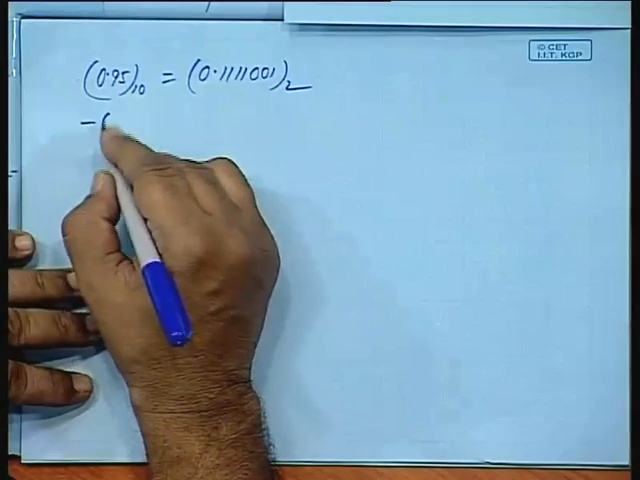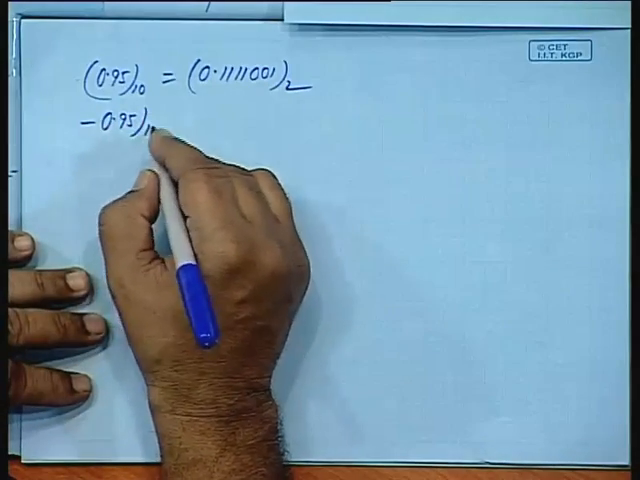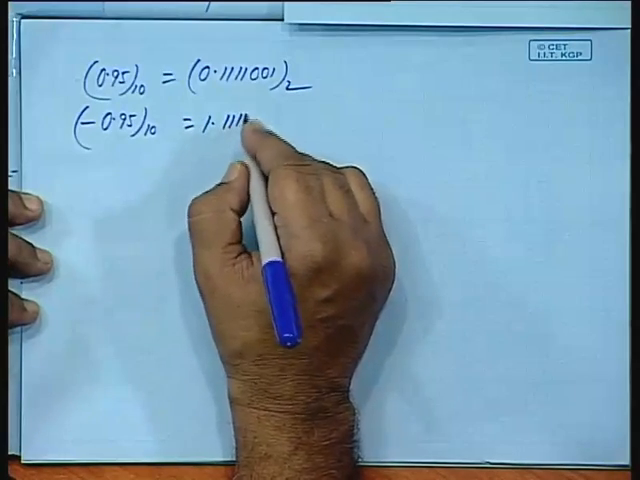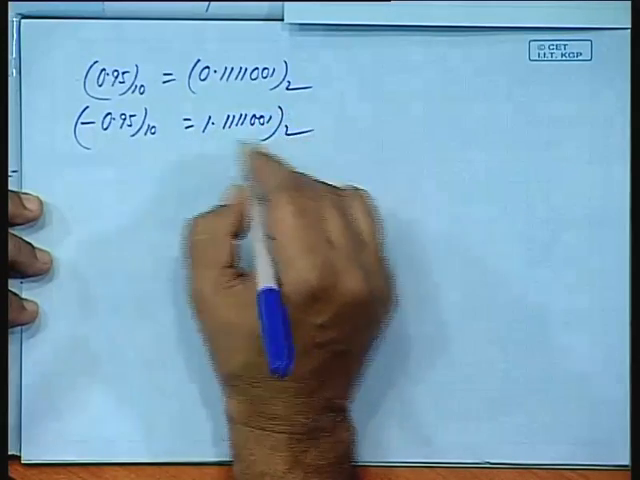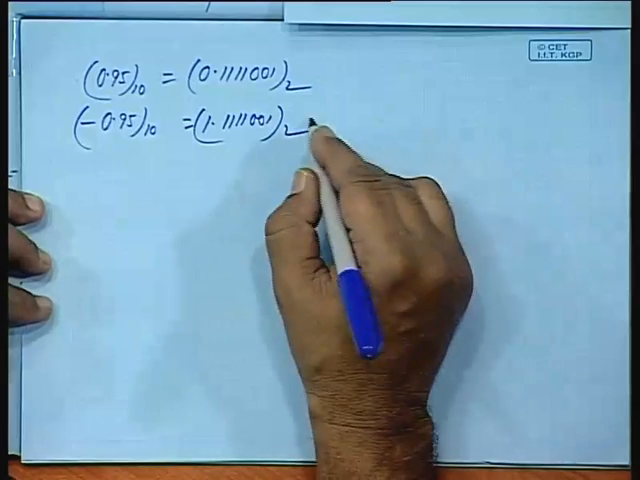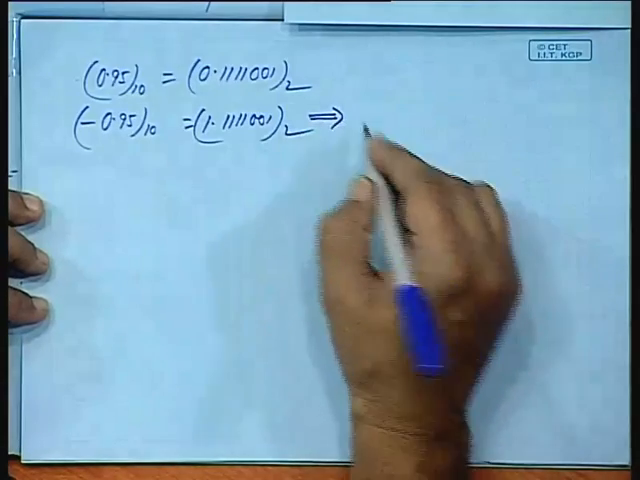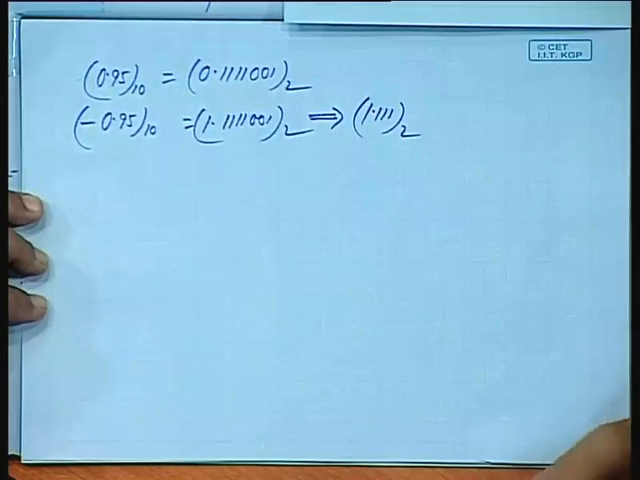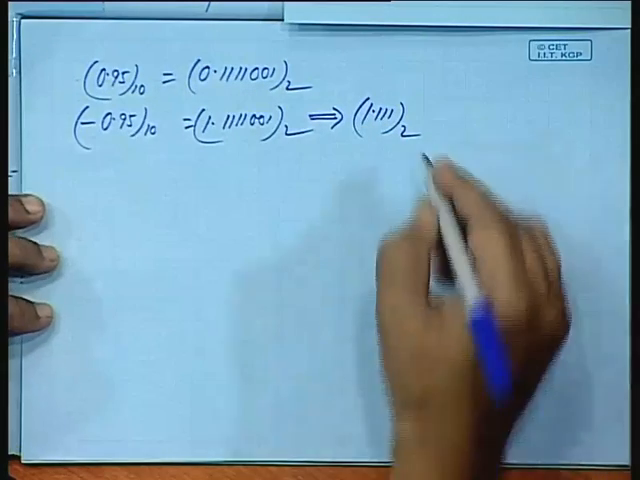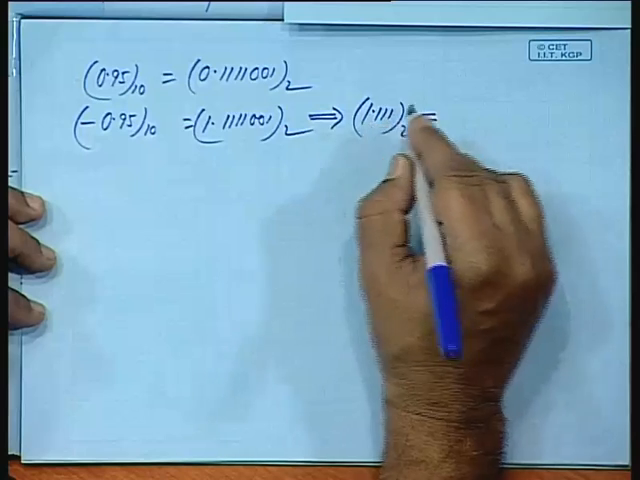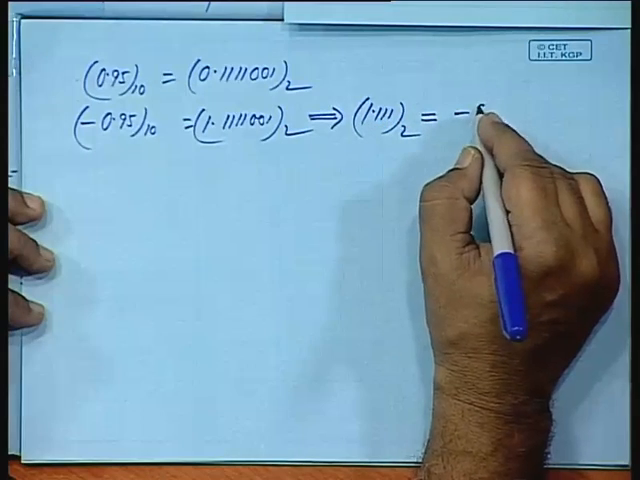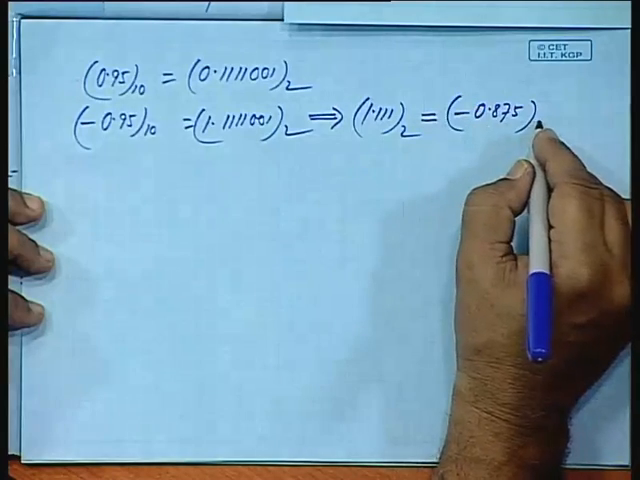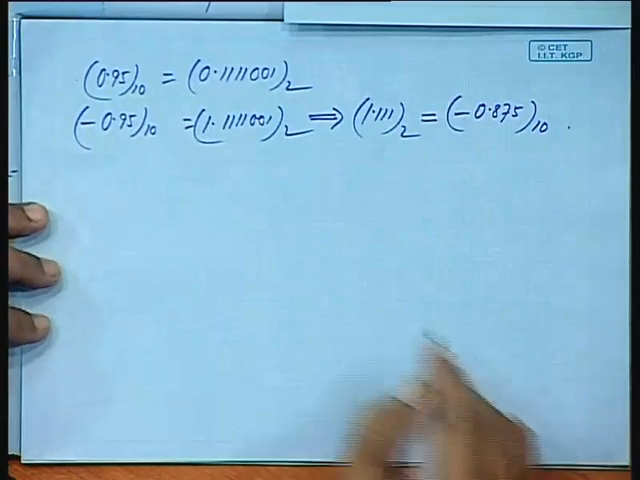So, minus 0.95 will be 1.1111001. Now, if we truncate it, this will be 1.111, and that gives me its value as minus 0.875. Agreed?